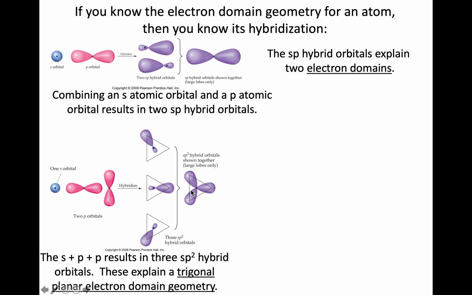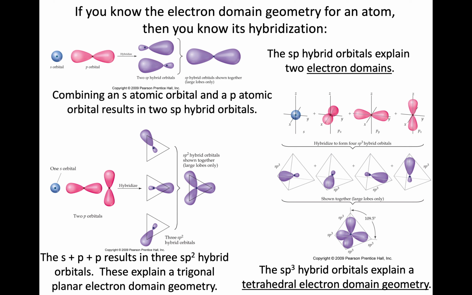What if I'm seeking to explain three electron domains? I will combine an s orbital with a p and with another p. That gives me three sp2 hybrid orbitals. If I'm seeking to explain a trigonal planar electron domain geometry, I will use sp2 hybrid orbitals.